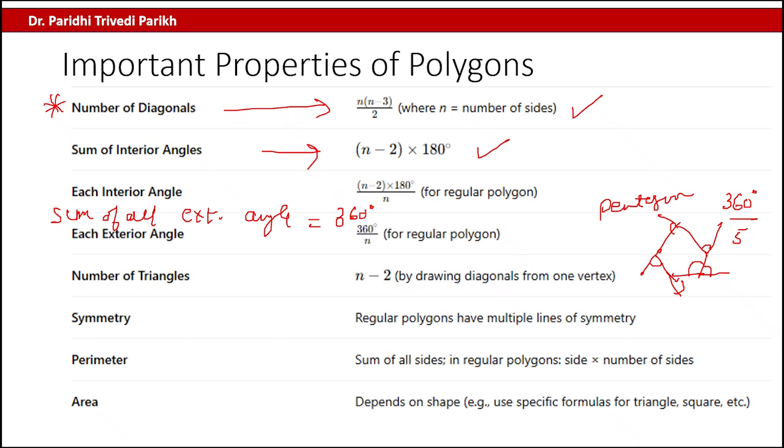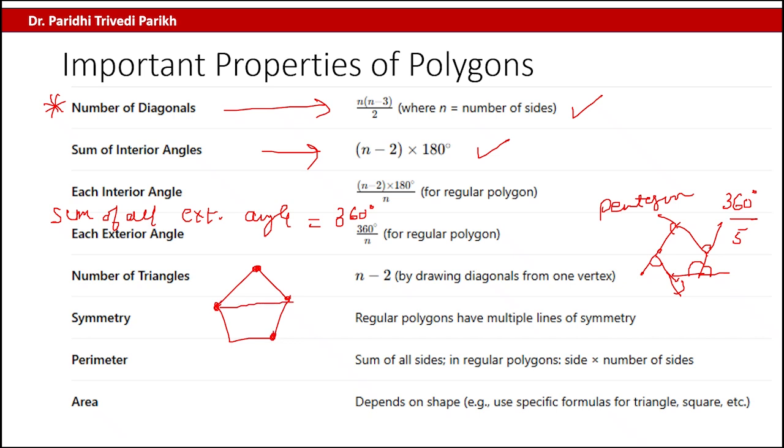Now, the number of triangles is n minus 2 by drawing diagonals from one vertex. In the sense, if I have a pentagon and the question is asked how many triangles I can make from this pentagon, I can select these two vertices and this is the third. So this is one triangle.